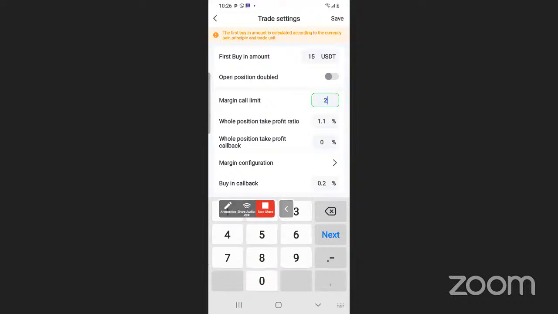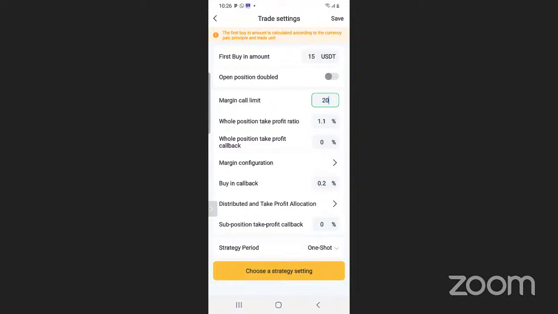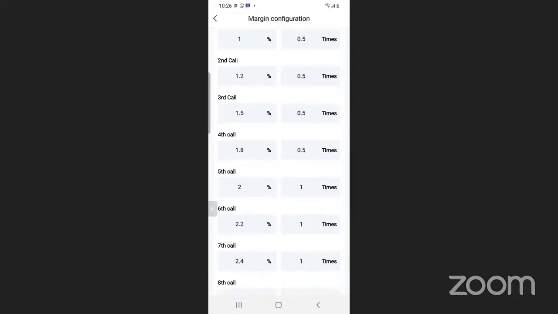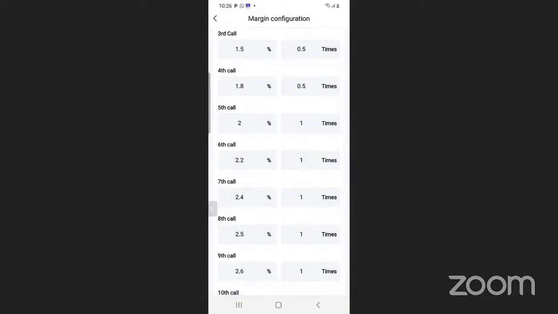And then, okay, 20. Let's go and adjust the margin configuration. I should click save here, no? No, just first go to the margin configuration. You come and save. Okay. So from the seventh call, leave it at 1, right? Then all the way down, from the 8th call, you may adjust.